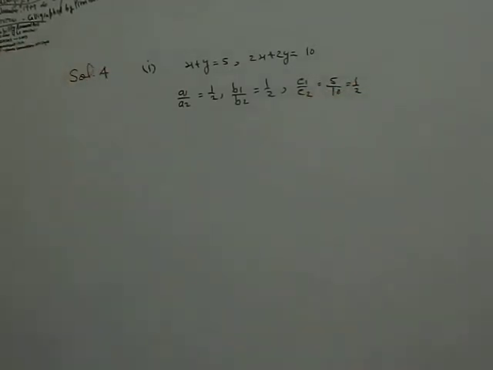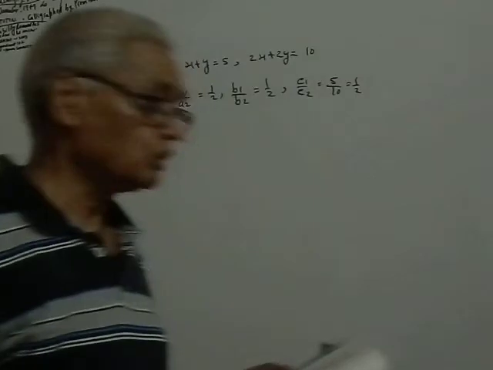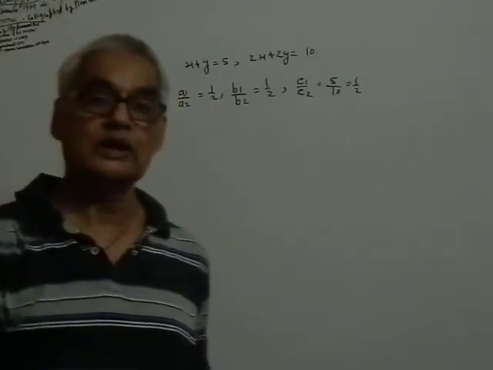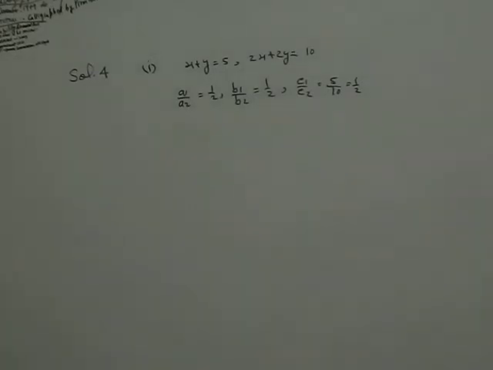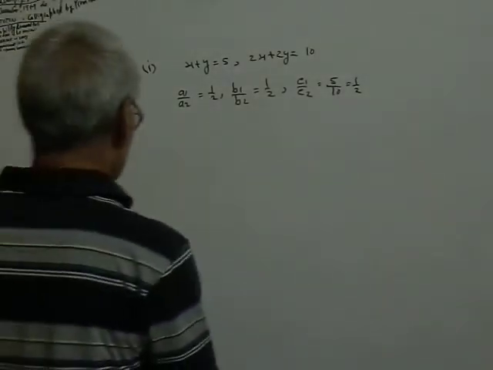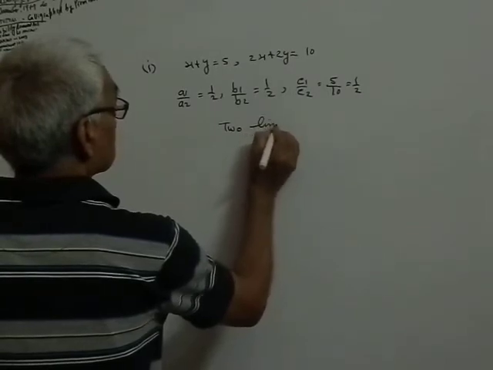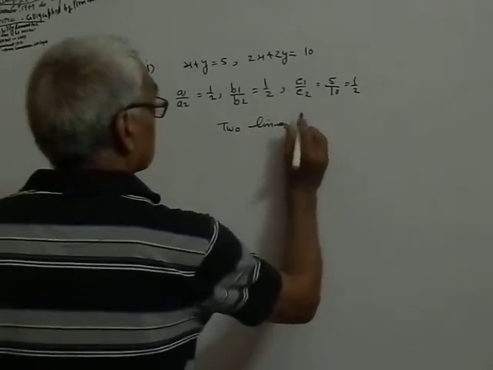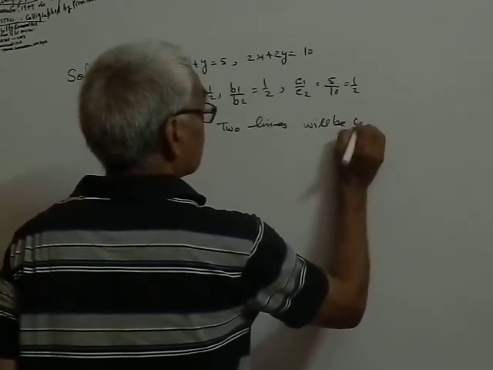5 by 10 is again half. So these two lines will be coincident. These two lines overlap each other, and you will get an infinite number of solutions. So the two lines will be consistent.